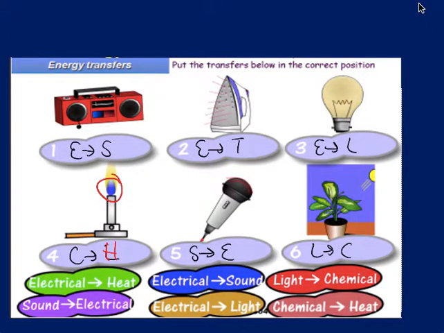Number 5 is sound to electrical. So technically you would speak into this and the wire would take it to a speaker and you would hear that speaker. So it's sound to electrical. And the last one with our plant is taking light energy and it's turning it into food. So that is a chemical food store.